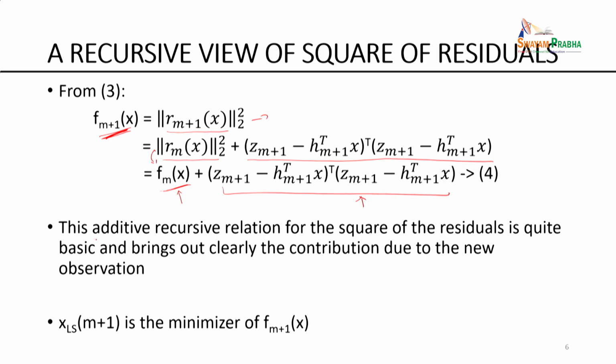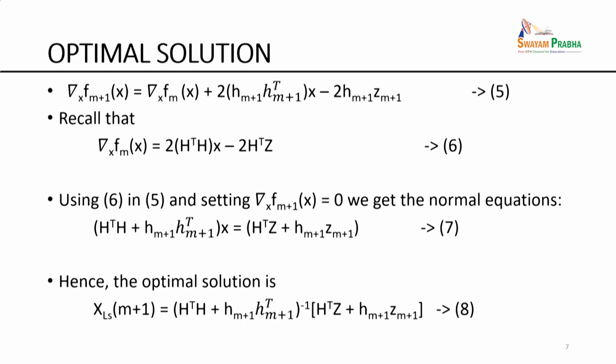This additive recursive structure. Why is this recursive? The residual with the m plus 1 observation is based on m observations plus an increment plus a correction. So, what do I now want? I want an x that minimizes. So, here is a function of x, here is a function of x. I want to be able to minimize the sum. The minimization of the sum, the one that minimizes it, x least square m plus 1, is what I am seeking.